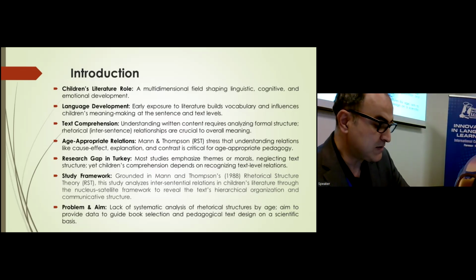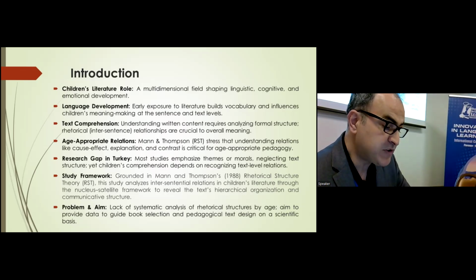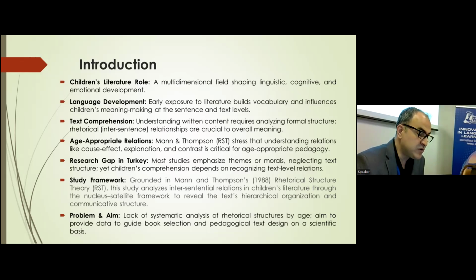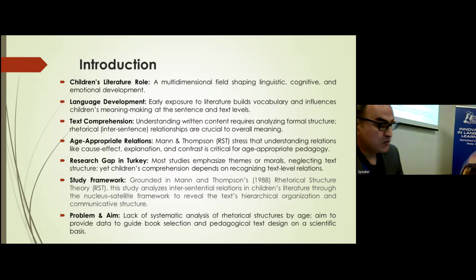And also, modern linguistics shows us that to fully grasp how children understand text, we must look at how sentences connect logically. It's an important detail, logically. RST tells us that when children comprehend relations like cause and effect or contrast, we can determine if a text suits their developmental level. In Turkey, however, research largely overlooks these structural aspects, focusing instead on content and morals. Our study applies rhetorical structure theory to children's books, addressing this gap by comparing rhetorical patterns across ages. I will talk about two age groups. Ultimately, the goal is informing curriculum choices and teaching materials.